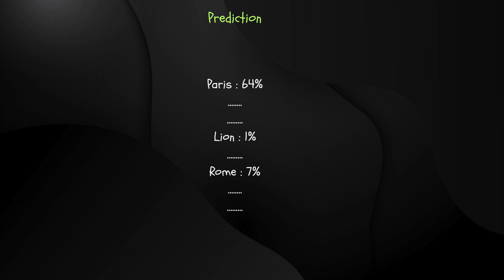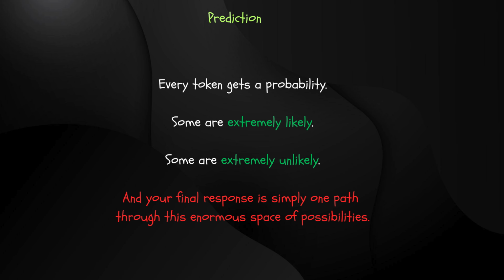And this is one of the most important ideas to understand about large language models. The model is not deciding what to say. It is not searching for a hidden answer stored somewhere inside itself. What it's actually doing is predicting a probability distribution over possible next tokens. Every token gets a probability. Some are extremely likely, some are extremely unlikely, and your final response is simply one path through this enormous space of possibilities. The next question is, how does the model choose one token from that probability distribution?